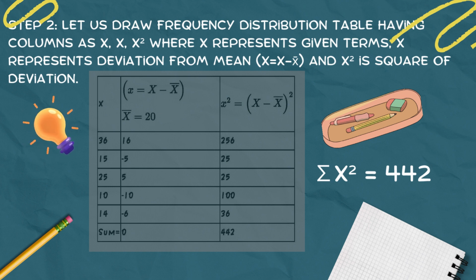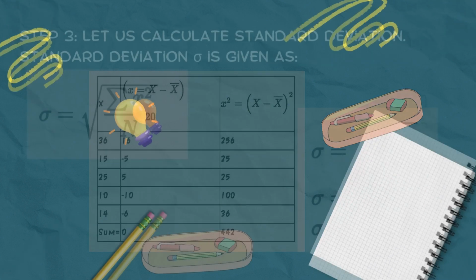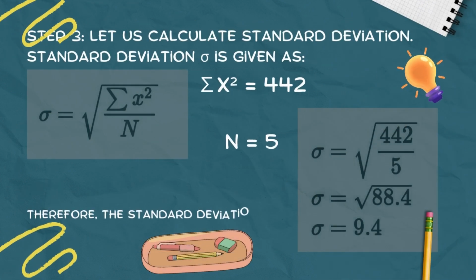So 16 times 16, or 16 squared, is 256. Then negative 5 times negative 5 is positive 25. Then 5 times 5, 25. Negative 10 times negative 10 is 100. Negative 6 times negative 6 is positive 36. Now, adding all the x squared scores, we will get 442.